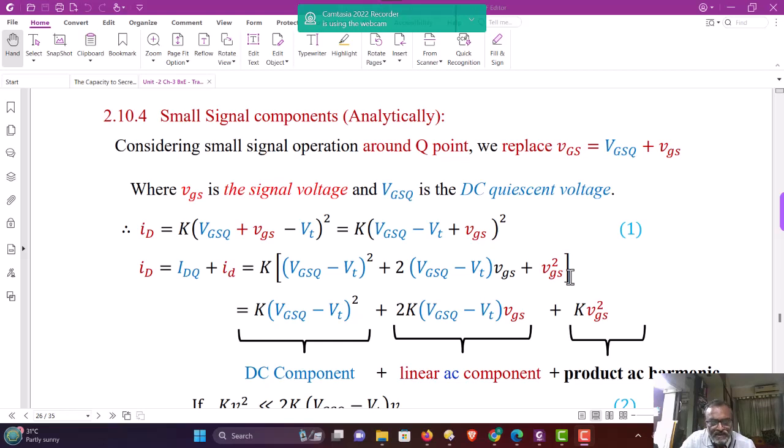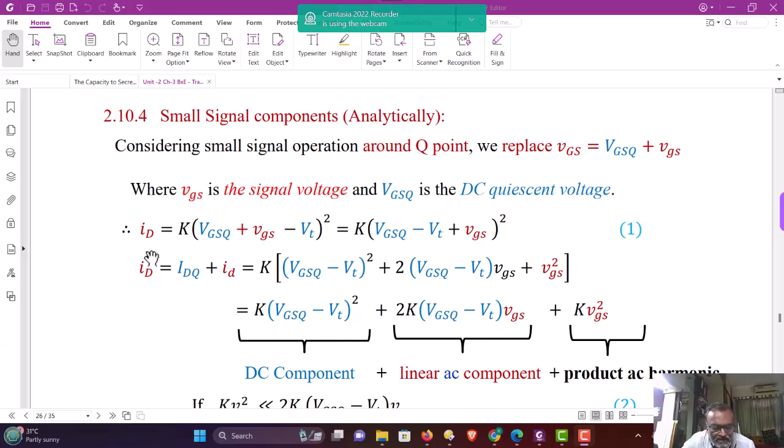we are now observing. Up till now we have seen the operation logically, by the graphical way, and now we can see the same thing by the analytical model of the amplifier, which is also called the small signal model. Considering the small signal operation around the Q point, we can replace VGS equal to VGSQ plus small vgs, where vgs is the signal voltage and VGSQ is the DC quiescent voltage. Therefore, it gives rise to the ID.